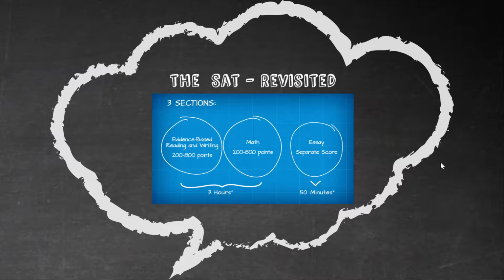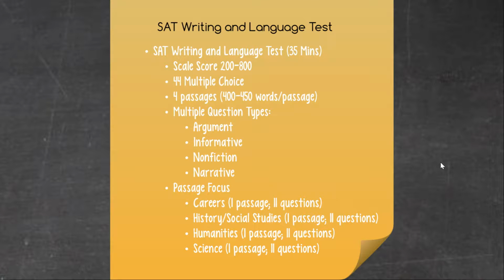We'll always show this slide so that the students can inculcate this into their thought, that the 3 sections are the main sections of the SAT, and this section will be related to the writing and language test. And again, here's a breakdown of what the writing section looks like. SAT writing and language is 35 minutes long. It is a score from 200 to 800 points with 44 multiple choice and 4 passages that are 400 to 450 words in length. The question types include argument, informative questions, nonfiction questions, and narrative questions. The passages focus on careers, history, social studies, humanities, and science.